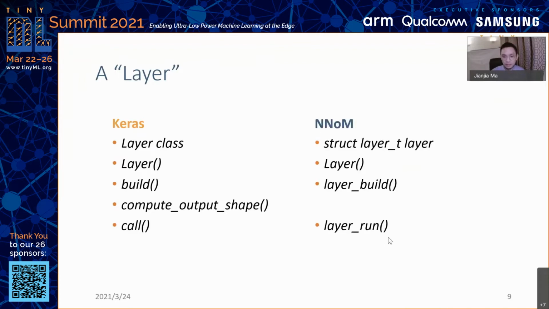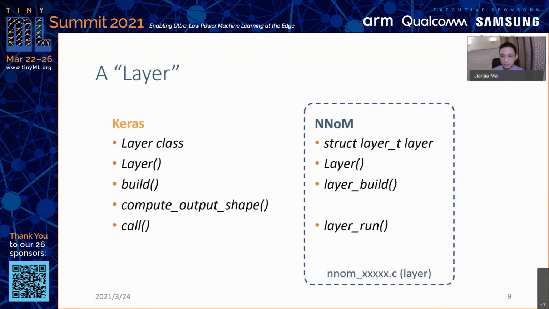So in NNoM, we use very similar terms, but in the C language. We have a C structure to store the configuration, a same-layer interface to create a layer, a build method to initialize the resources and compute the output shape, and finally a run method to call the backend to run. For each layer in NNoM, we have a dedicated C file to store all the parameters and methods for this layer.